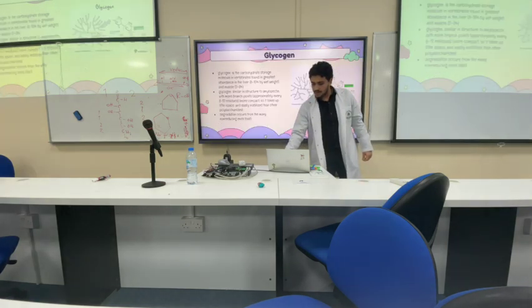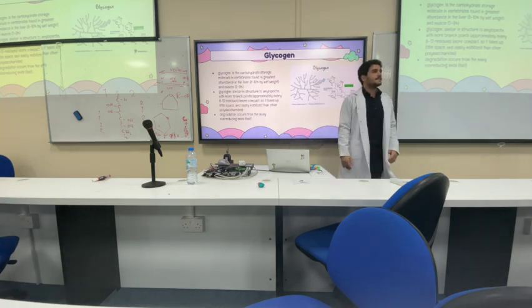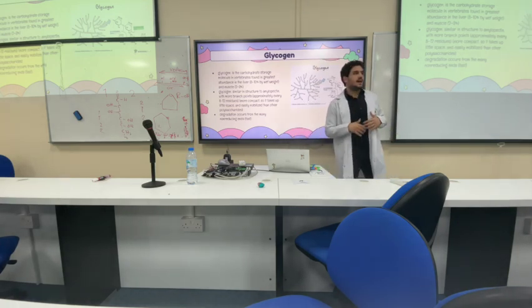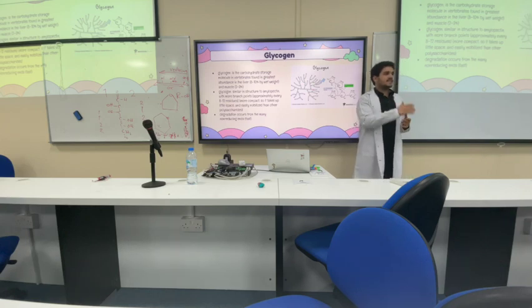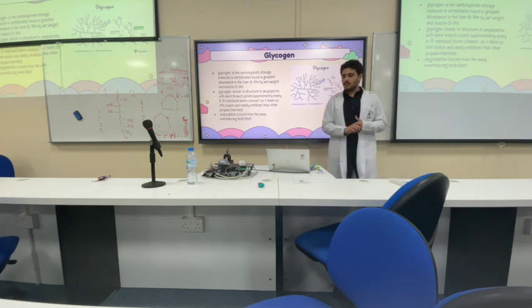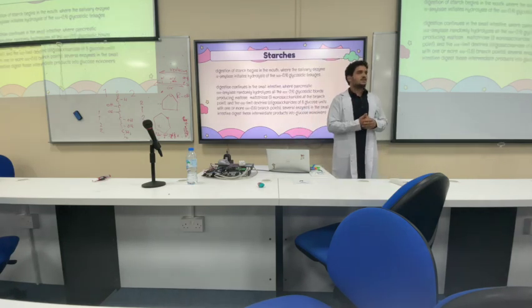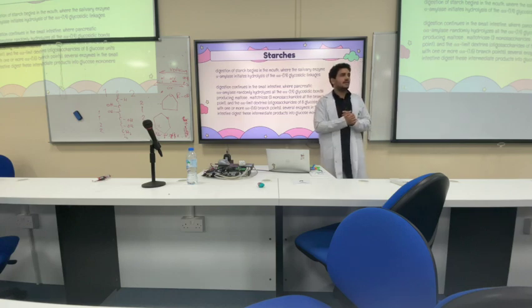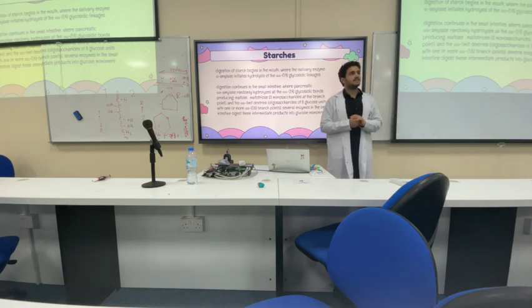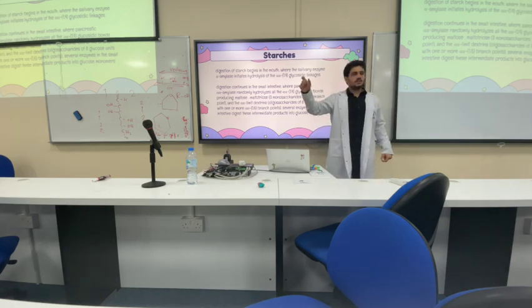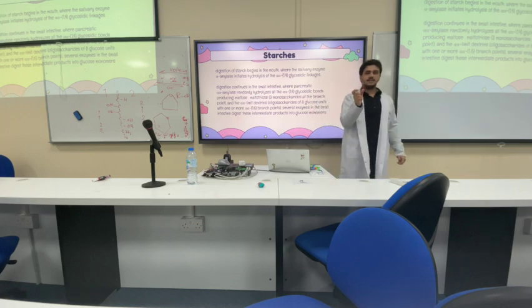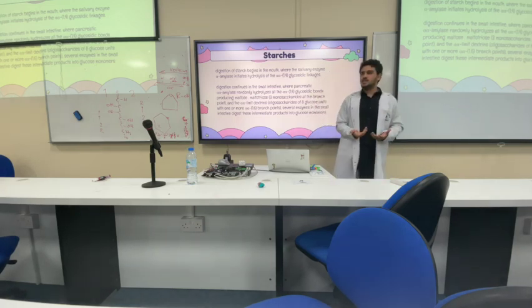All right, where does the digestion begin? In the mouth. And where does it end? And what produces the amylase enzyme in the small intestine? The pancreas. All right. Then we have the glycogen. What do we know about the glycogen? It's the energy storage unit. How is it formed? Is it branched, linear? Branched between how many residues? 8 to 12. Yes. And it has multiple non-reducing ends.